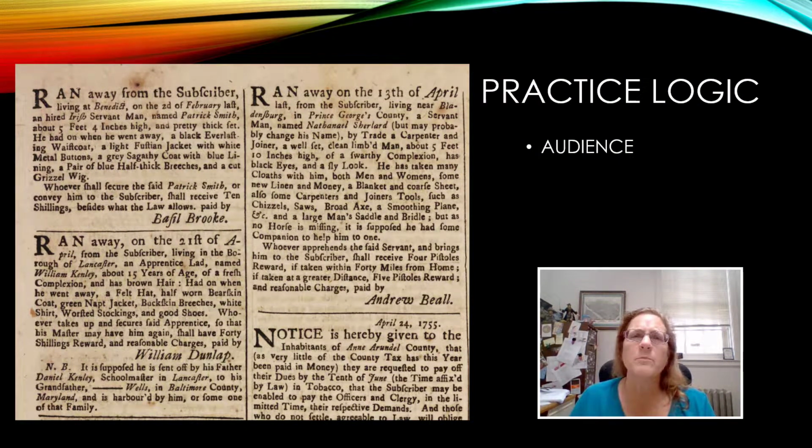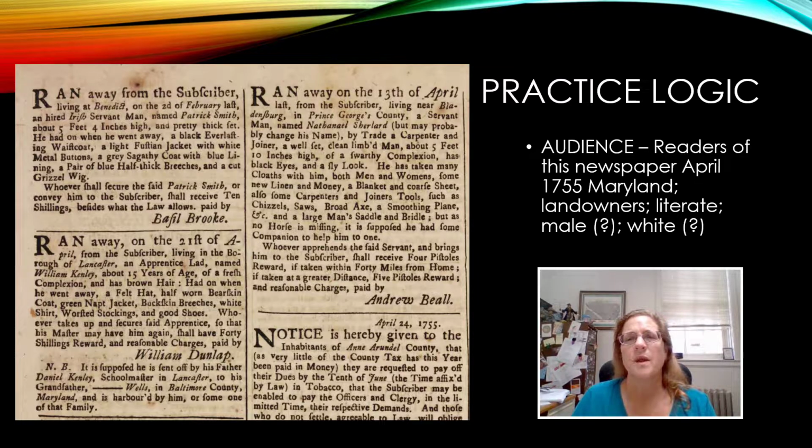All right, let's look at my answer to this question. It's pretty obvious, isn't it, that if he's put the advertisement in the newspaper, he expects people who read the newspaper to be the audience. So that's kind of the big picture. People who read the newspaper in April of 1755 in Maryland. That's kind of like, who's supposed to do something? Oh, Americans. It doesn't really narrow your question down. So it's a start, but it doesn't get you all the way there.